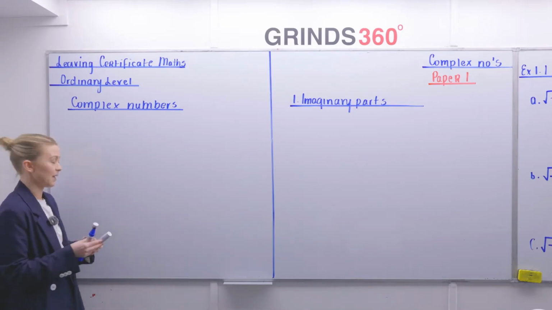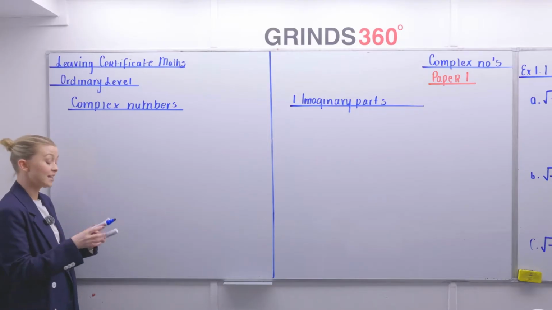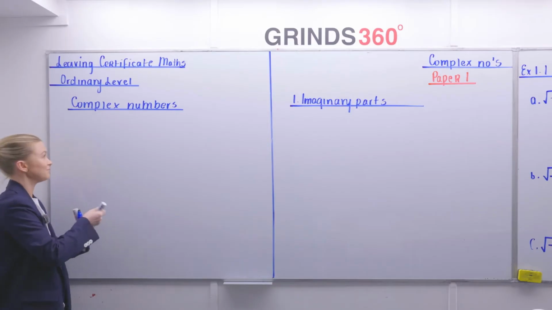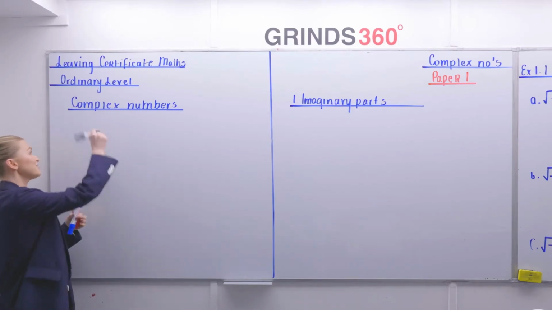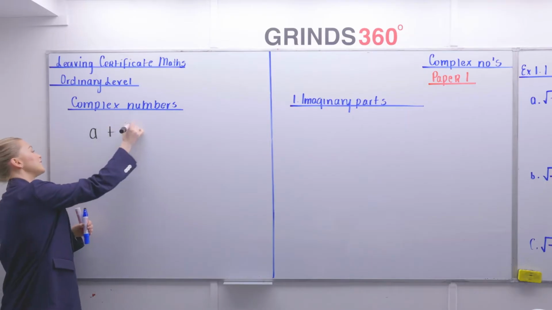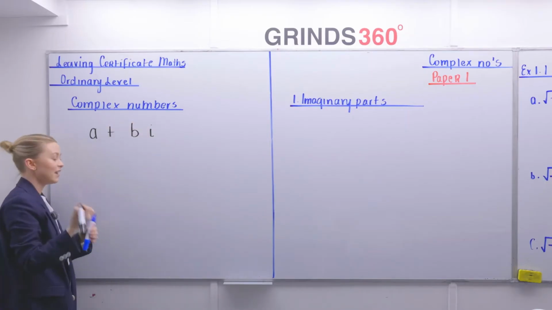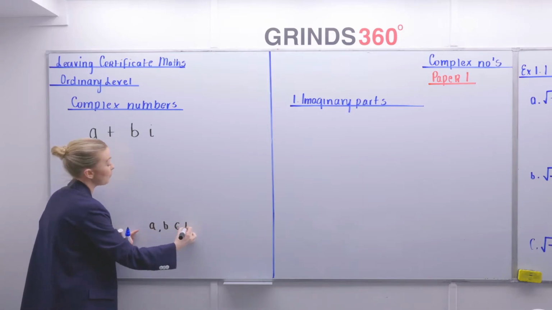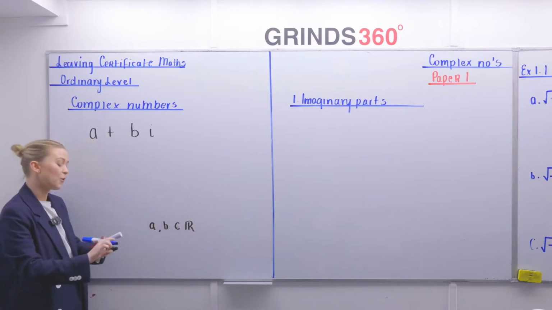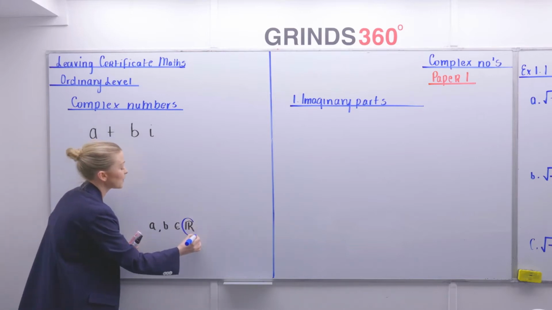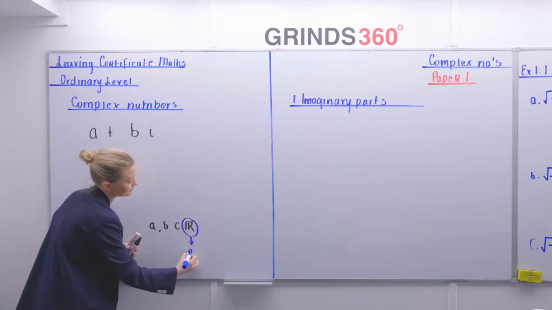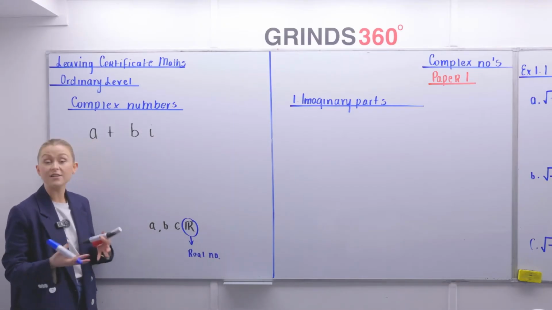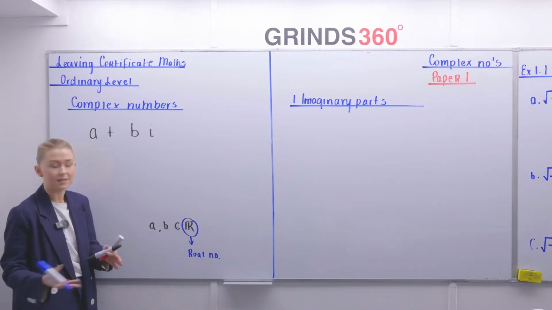Now, what is a complex number? A complex number is a number that takes this form, the form a plus bi. Here to start off with, both a and b are elements of ℝ. And what do we mean by ℝ? ℝ represents a real number. And a real number is any number on the number line, so positive or negative, whole numbers or decimals.